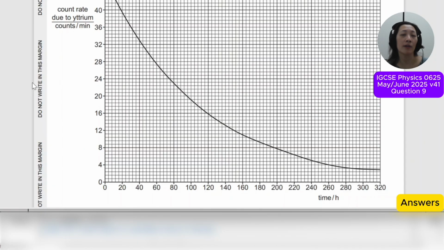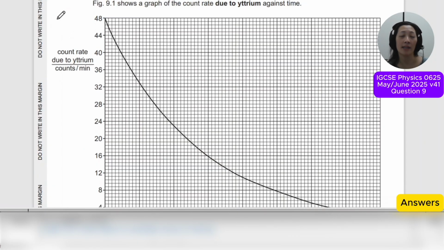Show your working. In order to determine the half-life from the graph, you need to find out the starting value of the count rate, and we need to take the time it takes for the count rate to drop to half. But you have to check whether the graph is a corrected count rate or does it include the background radiation. So how do we verify this information?